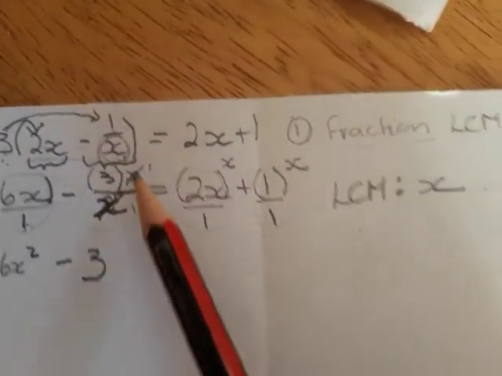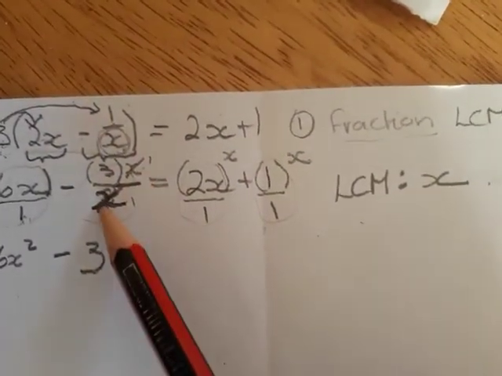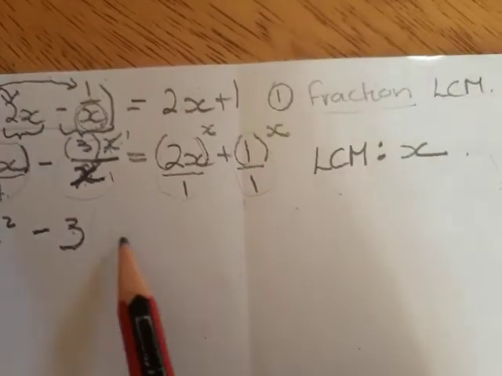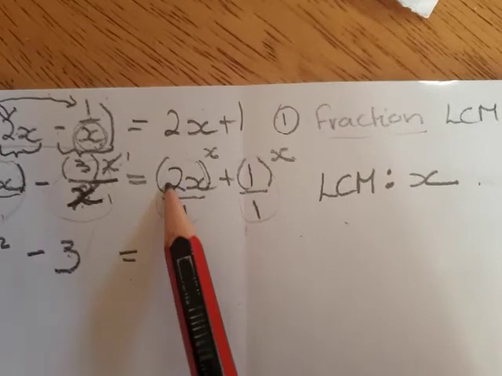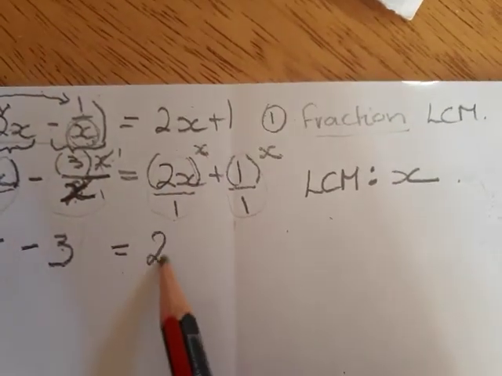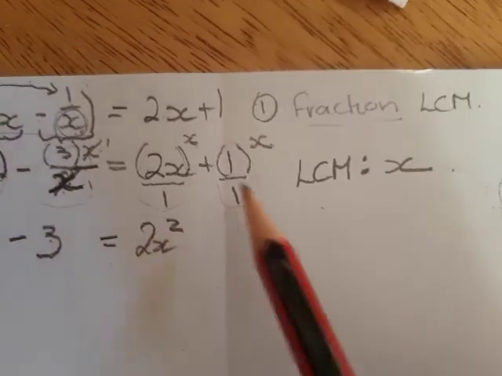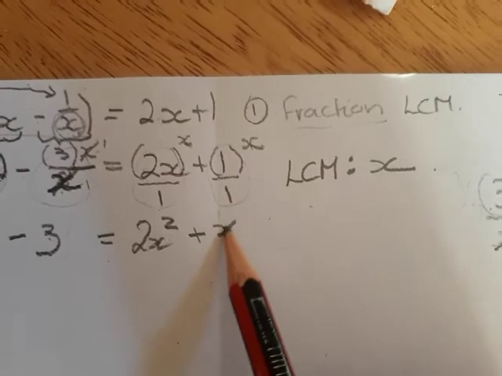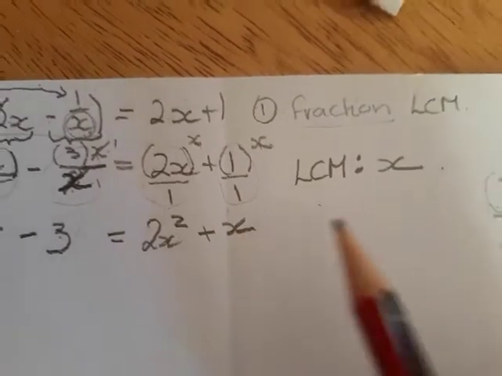So now when you then cancel the x's, because they are 1, you got left over -3, equals. Then on the right hand side, you got 2x times x, which gives you 2x squared, and then 1 times x, which just gives me simply x.